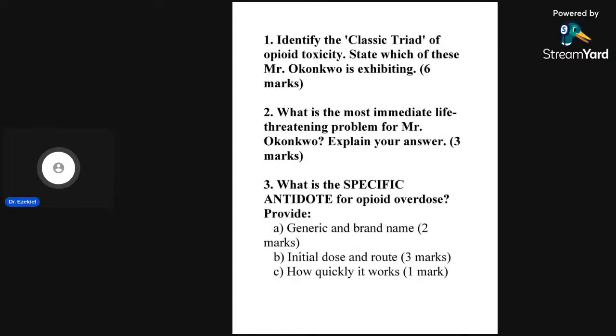So we are going to check the triad question for opioid toxicity is what? Constriction of the pupils, which is miosis, then respiratory depression, then decreased level of consciousness. All right. So once you can identify these three in a patient that is brought to your emergency unit, you will know definitely this is an opioid toxicity. All right. So question two.